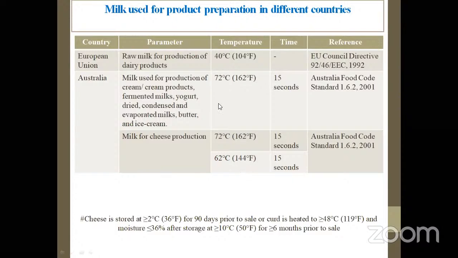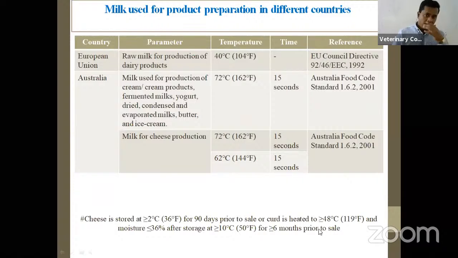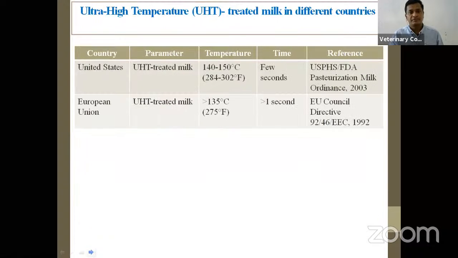Likewise, the milk used for the preparation of the products. You know that various kinds of milk products are manufactured using milk, and these are all the specifications that have been specified in Australia and in the European Union. What is the intended use of that particular milk? Accordingly, the temperature time combinations have been given. You subject that milk to this time temperature combination first, and then you subject it to the further product preparation.